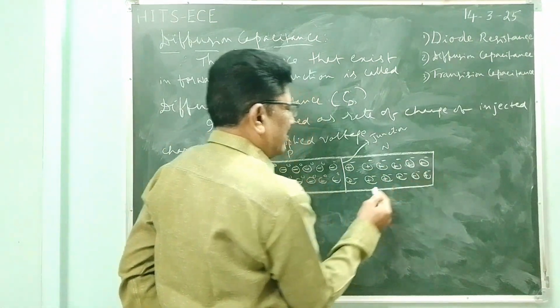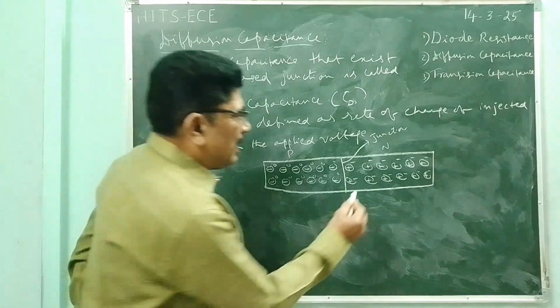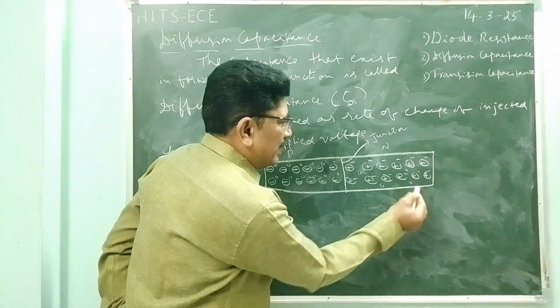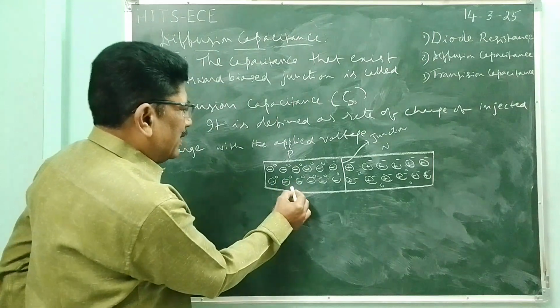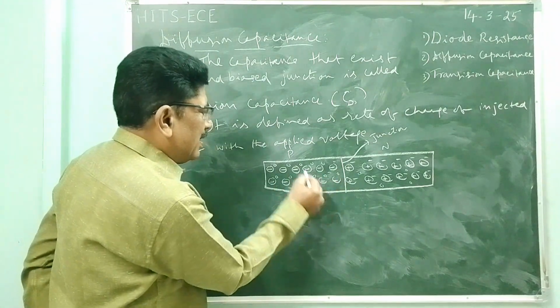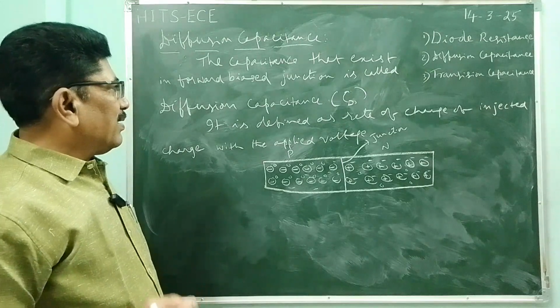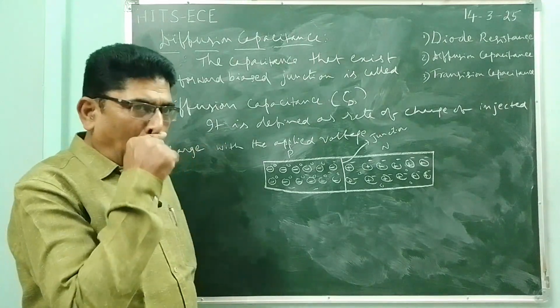So the electrons are majority carriers in N-type and holes are minority carriers. Very less will be the holes. Here in P-type, electrons will be minority carriers and holes will be majority carriers. So I will try to understand what is diffusion capacitor now.